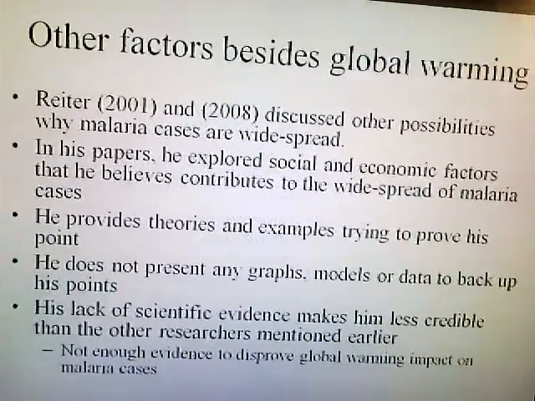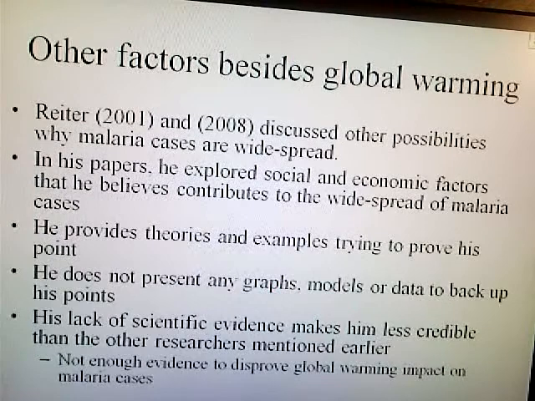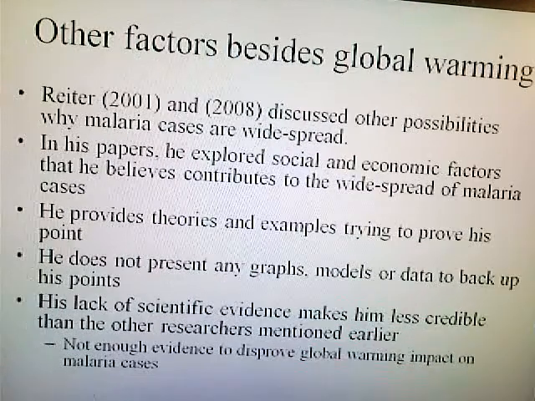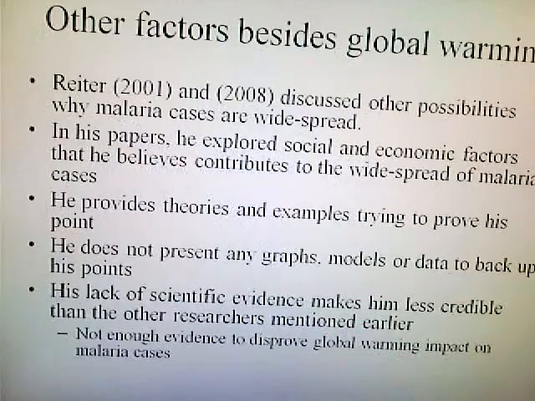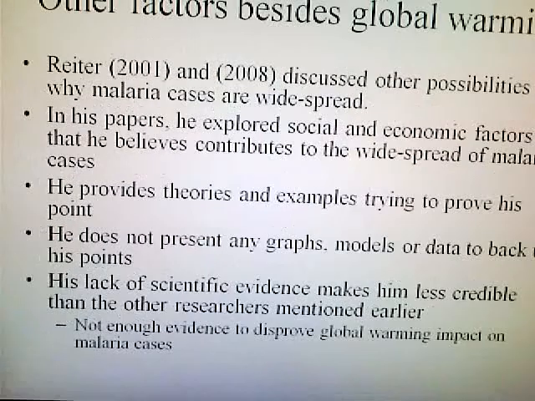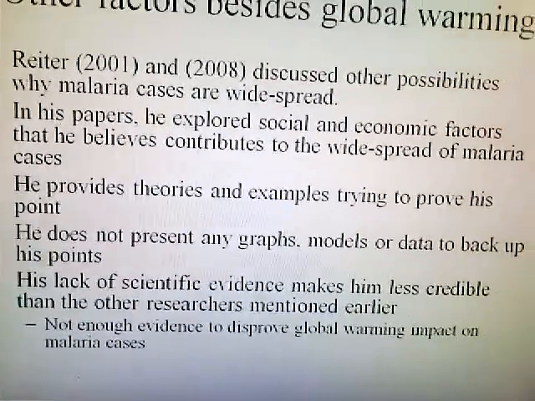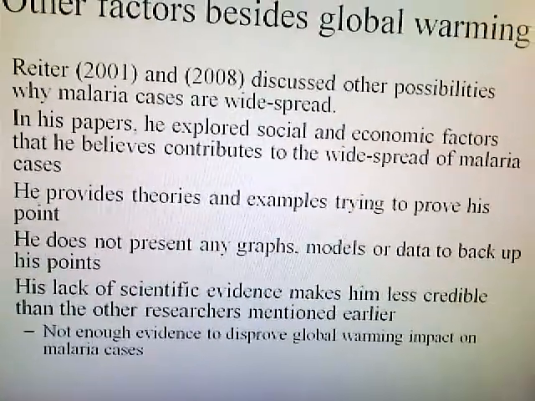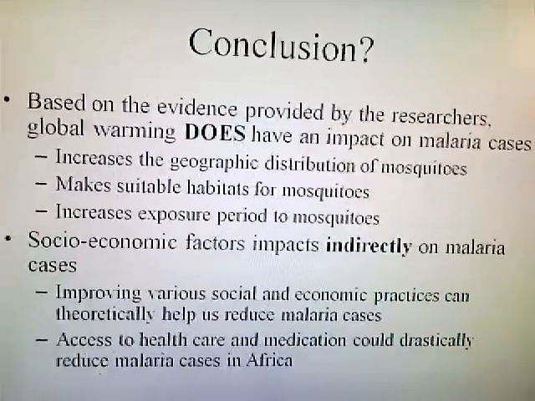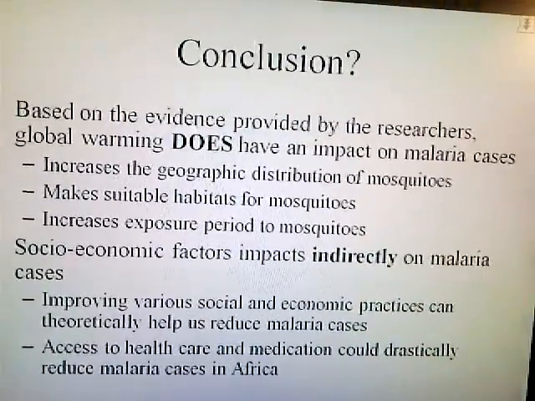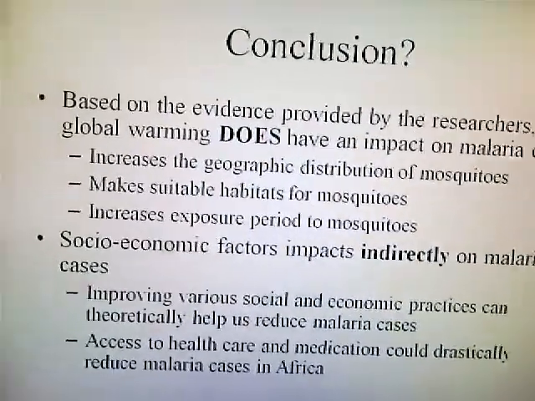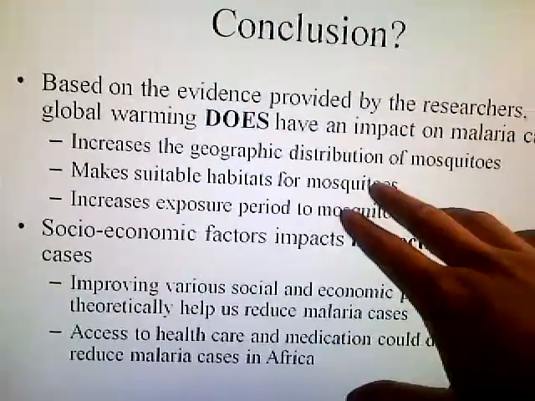He only provides theories and examples to prove his point. He does not present any graph, models, or data to back up any of his points. And his lack of scientific evidence makes him less credible than the other 3 scientists I have mentioned earlier on. So this leads me to believe that global warming does have a direct effect on the malaria cases found globally. Because of various reasons, the increase in geographic distribution, making suitable habitats, and increased exposure period to mosquitoes.